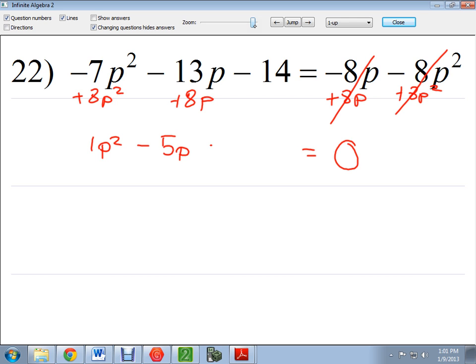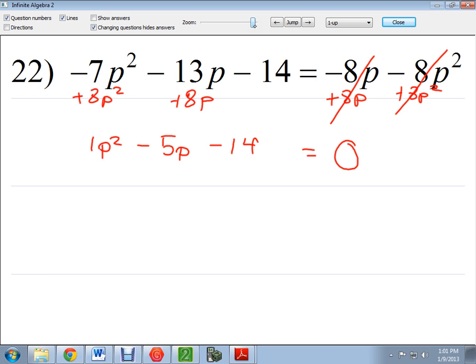Negative 5p minus 14. From here, everything is the same. I'm not going to work this one out entirely. You guys can do that. I just needed to show you how to get it into the stuff that we did yesterday. So this is the one where you'll break down the 1, you'll break down the 14, and do the numbers that add to 5. All right? Are there any questions about how this was set up in the right format?